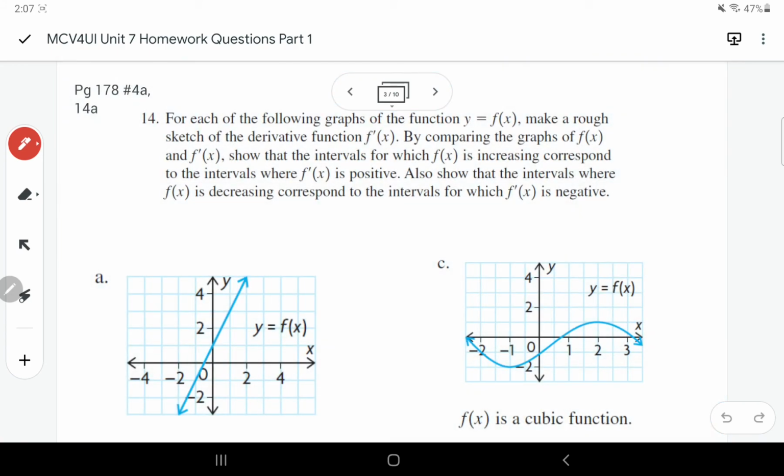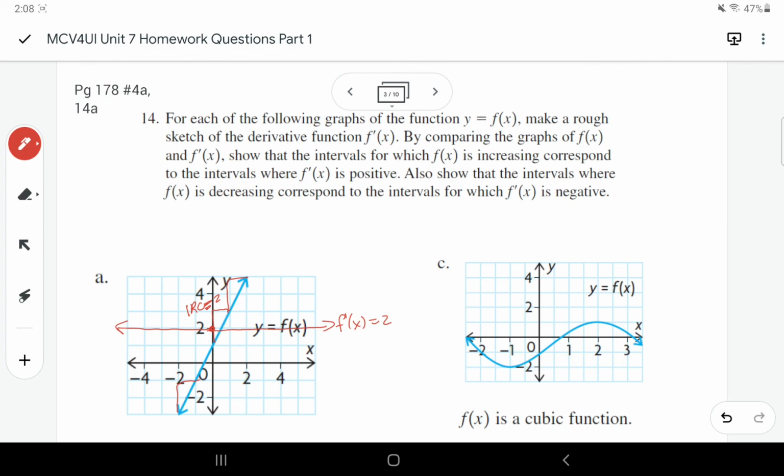So for number 14, these were asked a couple different places. We want to make a rough sketch of the derivative function. So for A, this one is actually a line. So this is going to have the same slope. So the instantaneous rate of change is equal to 2 for all of the points on the line, right? This is just a consistent line. So the derivative function is a constant value of 2. So f prime at x just equals 2, because we can identify the slope of that line right from my graph there.